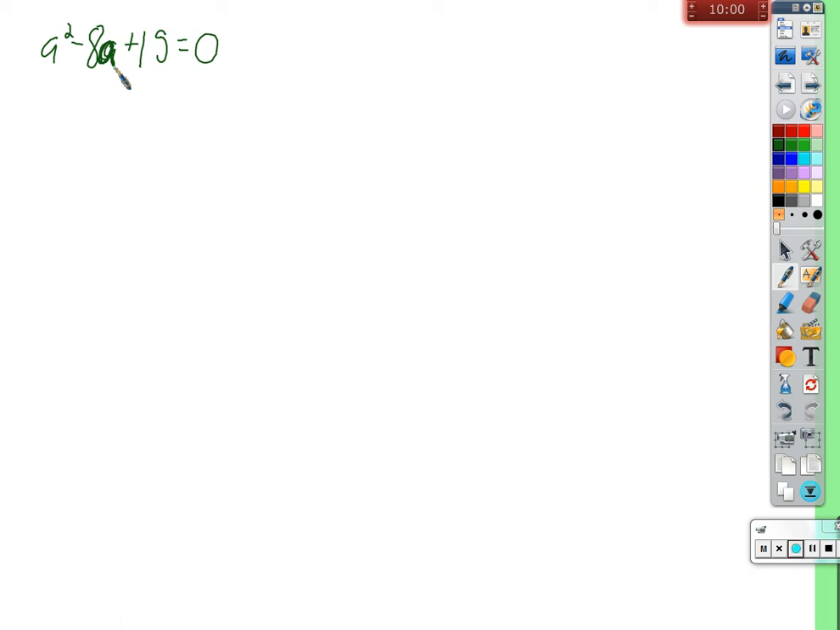In this case, just real quick, what is C? 15. And what is B? Negative 8. The number that is multiplied by the variable, right? Just the variable to the first power, not to the second power. Negative 8. And A is what? 1. Yeah, sometimes it's times 1. You caught yourself. So this is a 1.